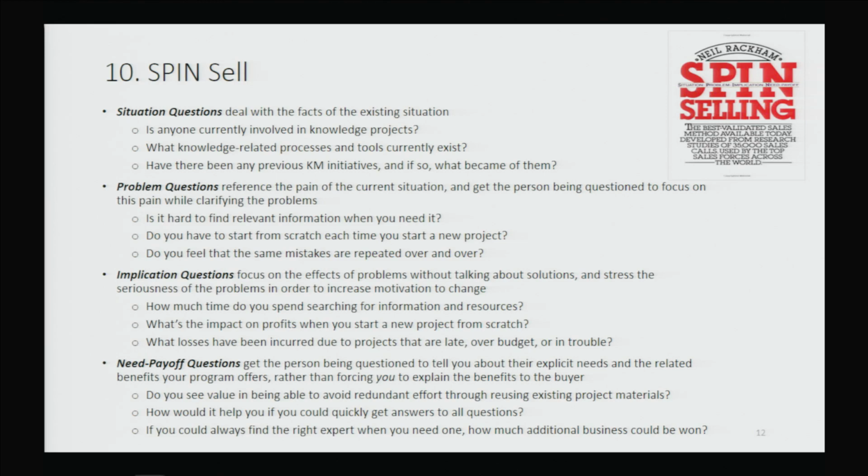And then you ask the implication questions, which focus on the effects of the problem without dealing with the recommended solution. So you say, well, how much time do you spend searching and not finding? So you're getting into the real implications. Or what's the impact on profits when we start from scratch on a project? So now they begin to think in terms of, wow, this is really a problem, and it's going to have this impact on our company.